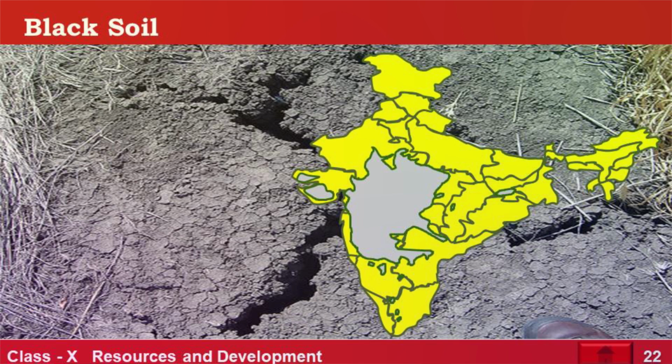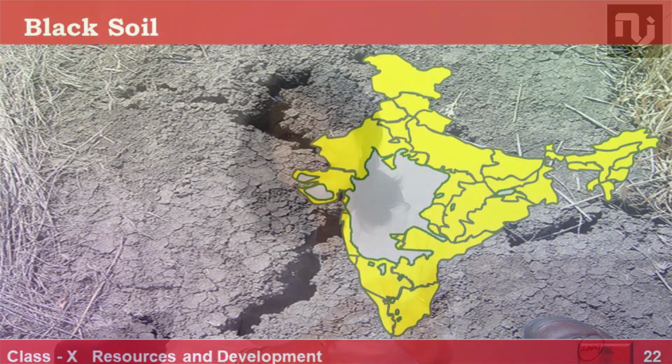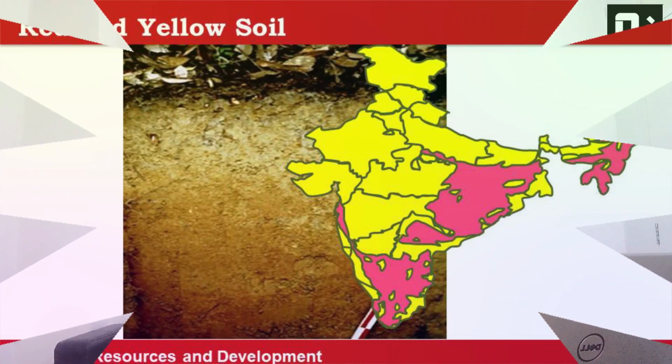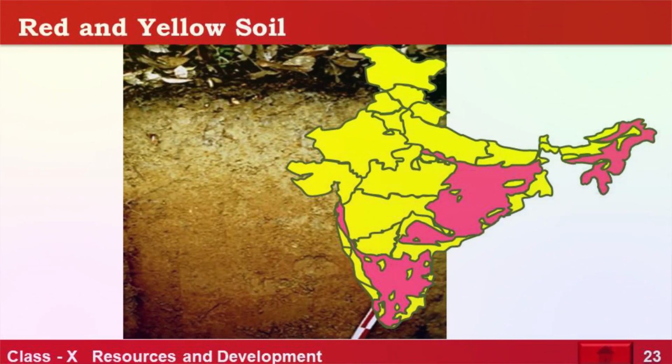And one important thing, that it gets cracked during hot weather. So once you grow cotton, it is very important to keep it moist throughout the 200 days period in which cotton is grown. Clear? Next, red and yellow soil. So it is basically red in color, but due to water retention, it converts its color into yellow. So somewhere it is red, somewhere it is yellow. You must have seen that at construction sites. So this kind of red and yellow soil you can figure out.